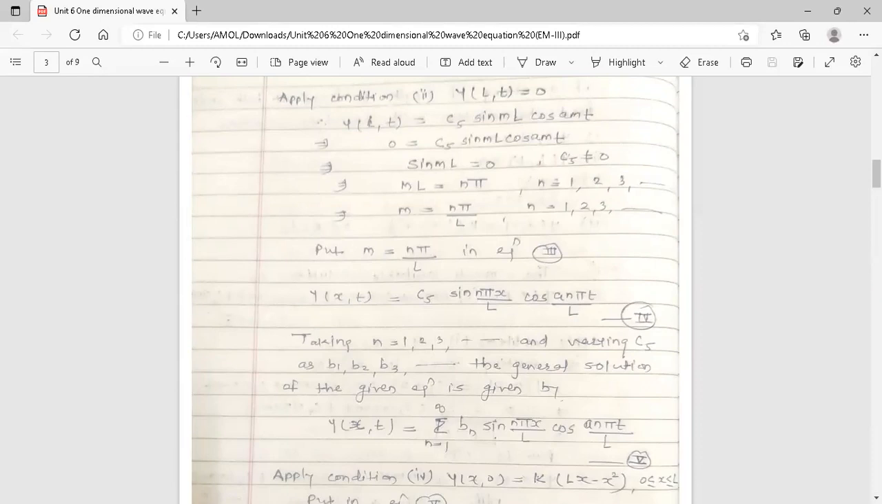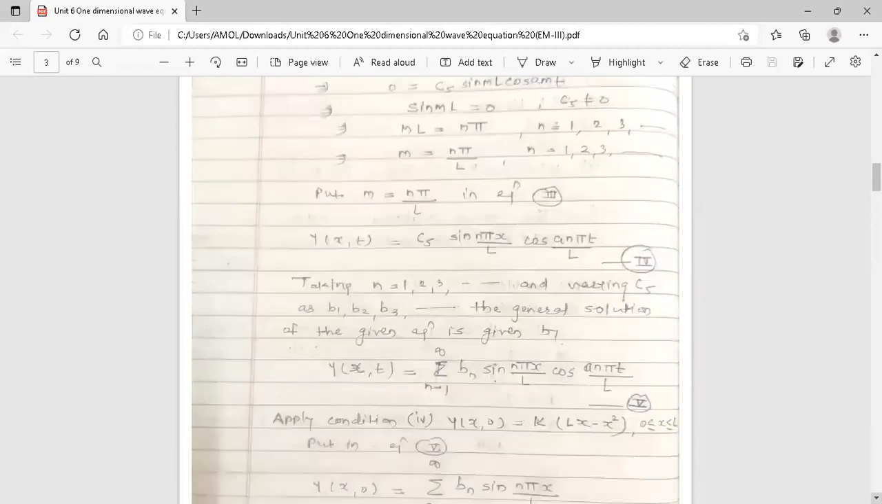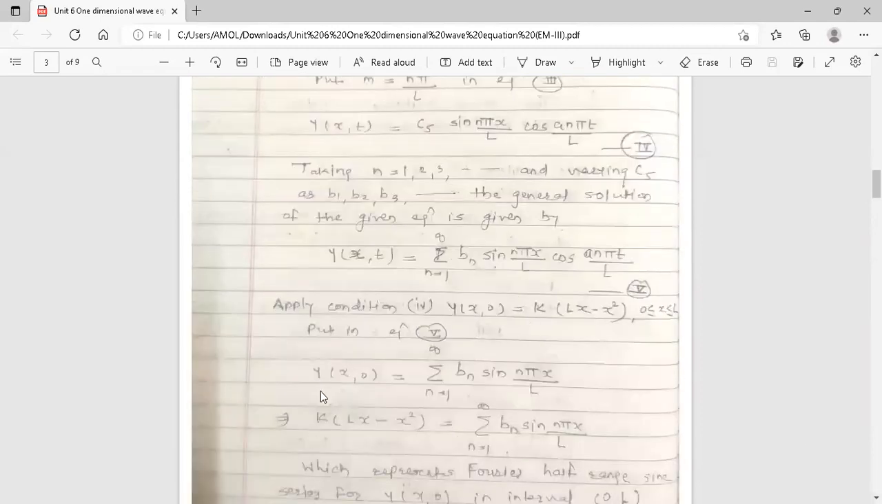So remember it. Only the change will be here, how to find Bn. What is the function y of x comma 0? Its value will be different in every example. So here it will change only. Up to this equation number 5, you can write the solution easily because the steps are the same. If you solve this example, which is of 8 marks, and solve up to equation number 5, you will get 5 marks easily. And the steps are the same for every example of the wave equation.